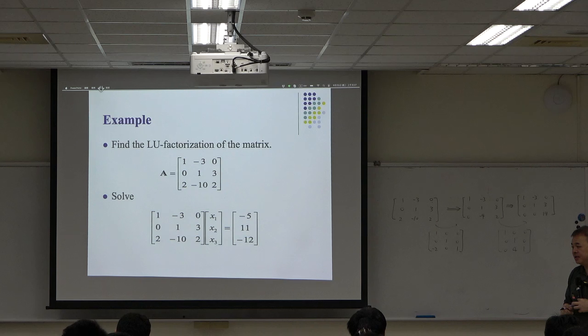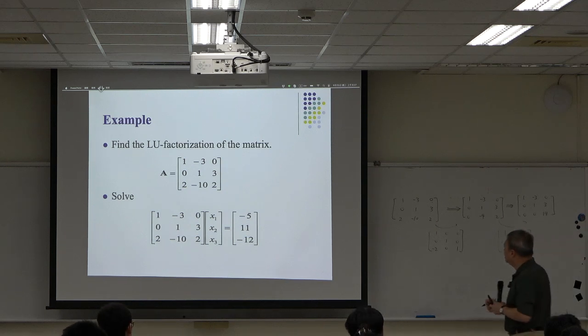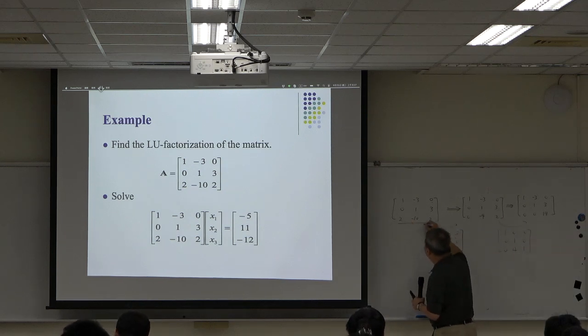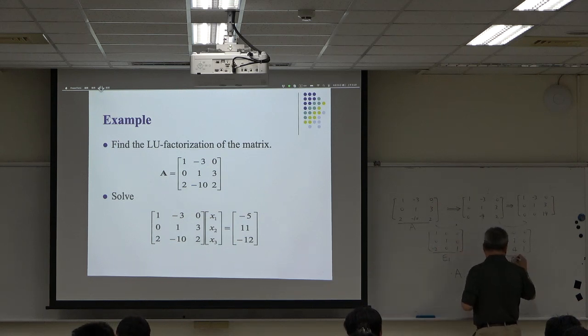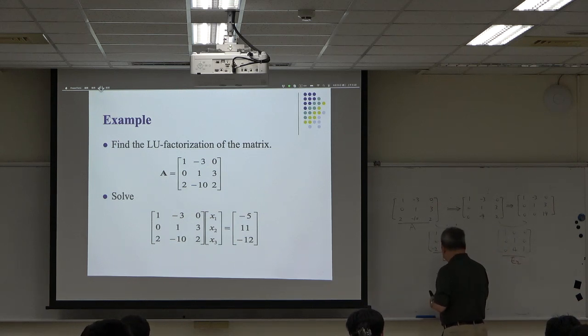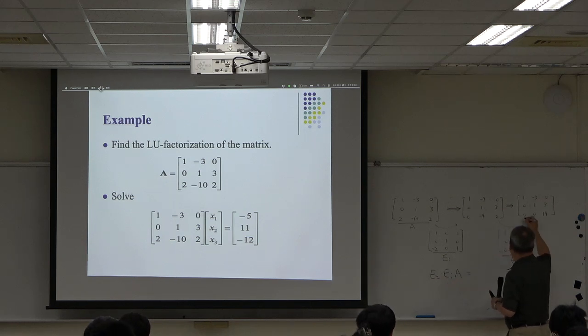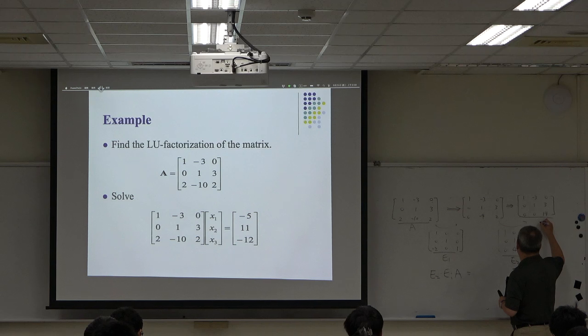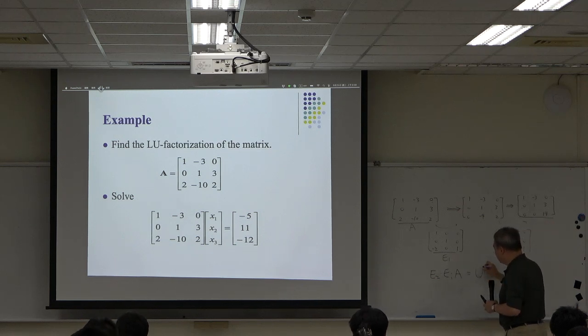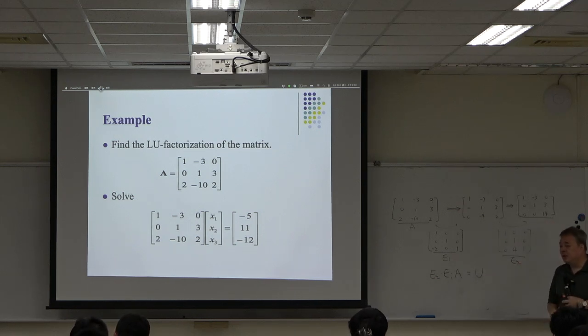Right? So in other words, let me write A here. A times, let's call this one E1, let's call this one E2. So E2 times E1 times A equal to this, let me call this one upper triangle. Right?